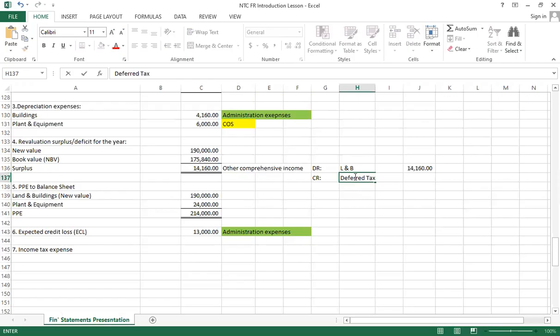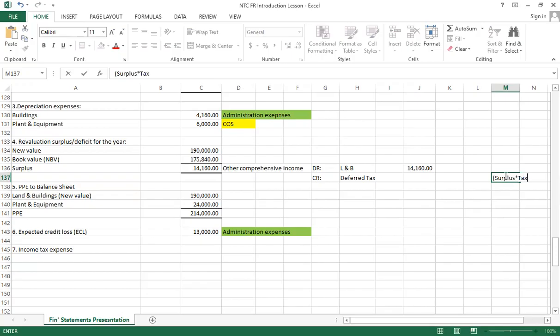Meaning that you'll need to credit the deferred tax account with how much tax is on this 14,160. Ideally, the tax on the 14,160 should be computed as the surplus.